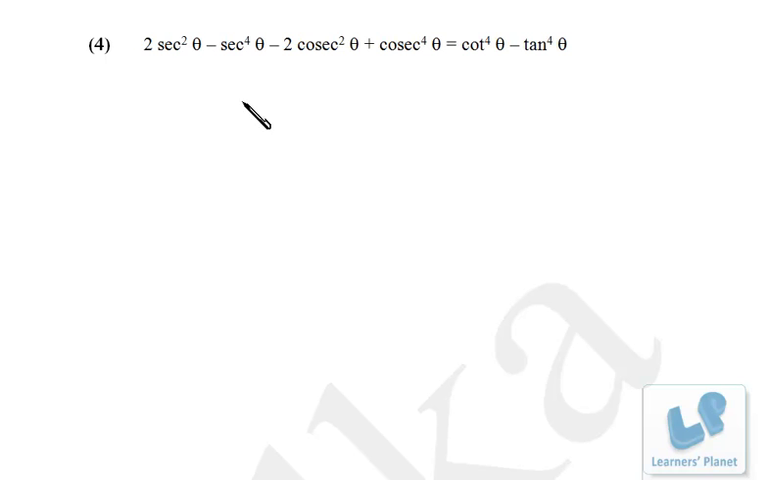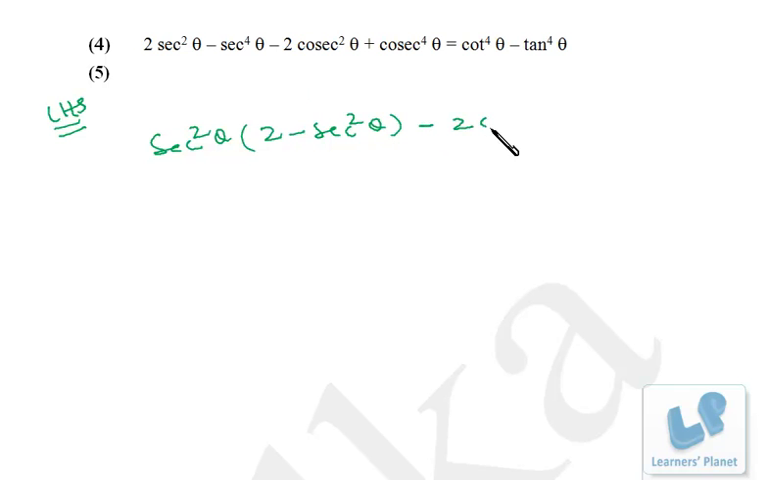Now similarly, let's take this problem. Here we further start with the left hand side. It's 2 sec square theta minus sec 4 theta. Now what I do is I take sec square theta as common, so I'll be left with 2 minus sec square theta. Here I take minus 2 cosec square theta as common, so I'll be left with, I'm sorry, just cosec square theta, so I'll be left with 2 minus cosec square theta, right? So it's sec square theta into 2 minus sec square theta minus cosec square theta, so it's 2 minus cosec square theta.